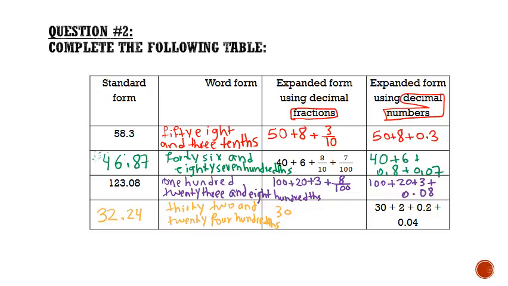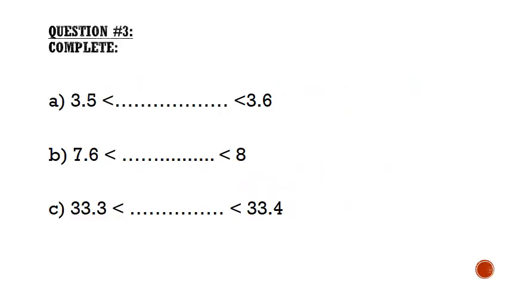30 plus 2 plus 2 over 10, yes, 4 over 100. Very good. That's it. Is it clear? Yes. Question number 3, I have to insert a number between 3.5 and 3.6. Yes, Mike. 3.29?